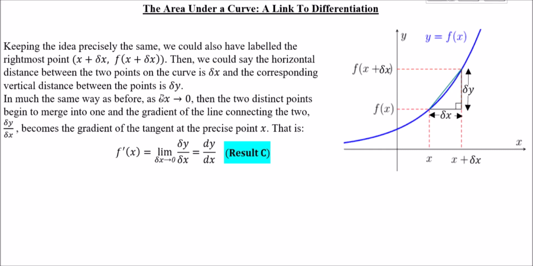In exactly the same way as before, as delta x approaches 0, just as h approached 0, these two different points will begin to merge into one, and the gradient of the line connecting the two, which is delta y over delta x, becomes the gradient of the tangent at that precise point x. So in other words, as delta x tends to 0, delta y over delta x goes to dy over dx. And in a very babyish way, but it's actually a very powerful thing to notice, these deltas become d's. So this is the approximation, the deltas. The exact limit, the calculus limit, is dy over dx.